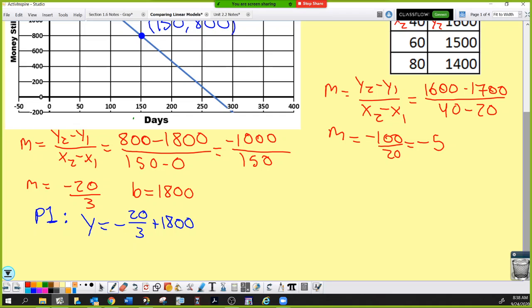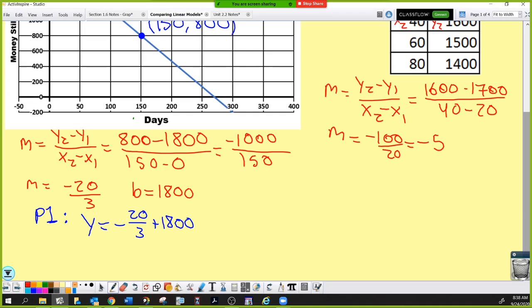Now, do you pay your bill daily? No. But if you could, that's what's happening. So which one is paying off their debt at a faster rate? Person 1 is. Their slope is steeper. They're paying off $6.67 per day.